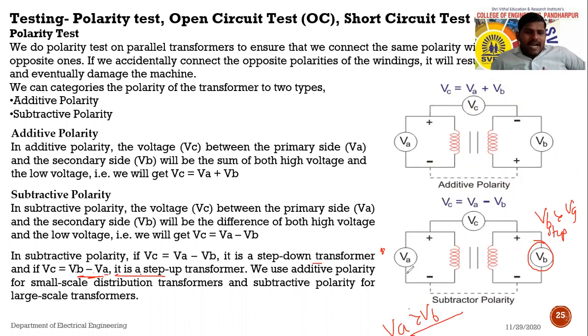So we use additive polarity for small scale distribution transformers and subtractive polarity for large scale distribution transformers. So this is an MCQ question. Small scale distribution transformer, we use additive polarity. Large scale distribution transformer, we use subtractive polarity, right? Okay. Getting the polarity test, all of you?